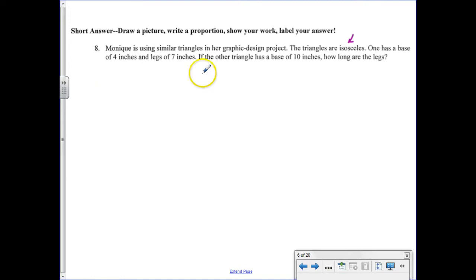Oh my goodness, go back here. I have isosceles triangles. Okay, so let's get one drawn in here.